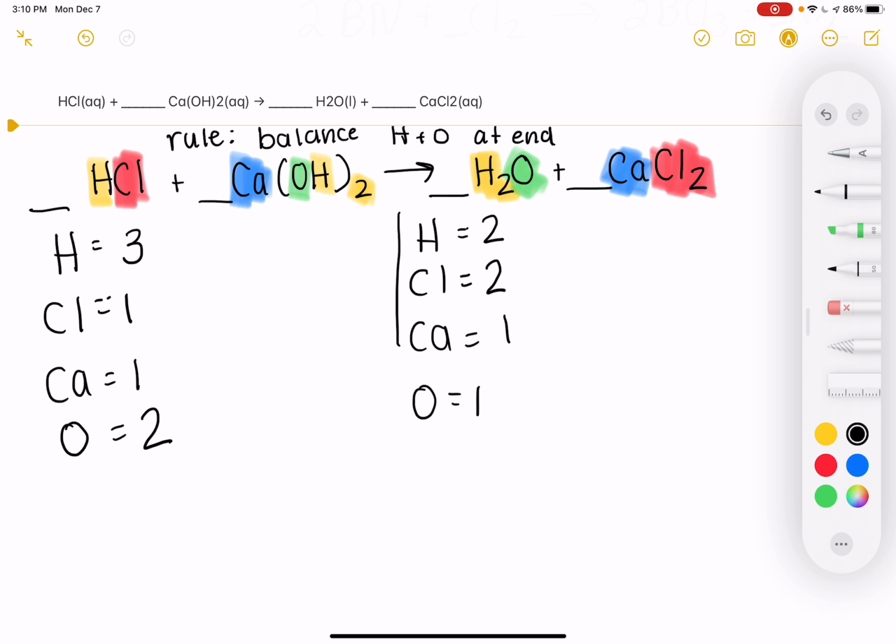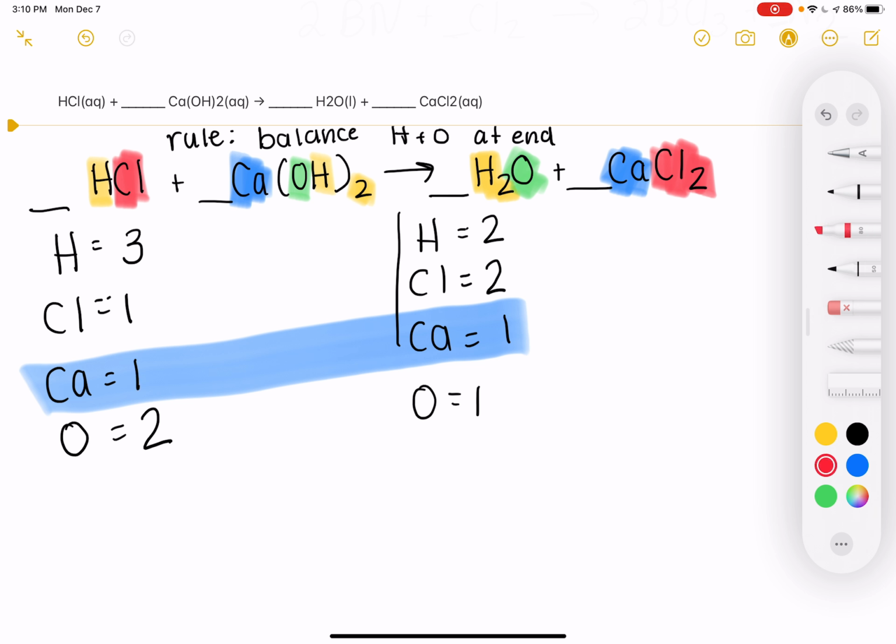So normally the hydrogens and oxygens are going to be the things you balance last, okay? So that means let's balance the Cas and the Cls. Metals I normally balance first. Well, the metals are actually already balanced here. Ca is balanced, so we don't need to worry about that. Our next one that we want to do is Cl. So Cl is not balanced. It's got 2 on the right and only 1 on the left.